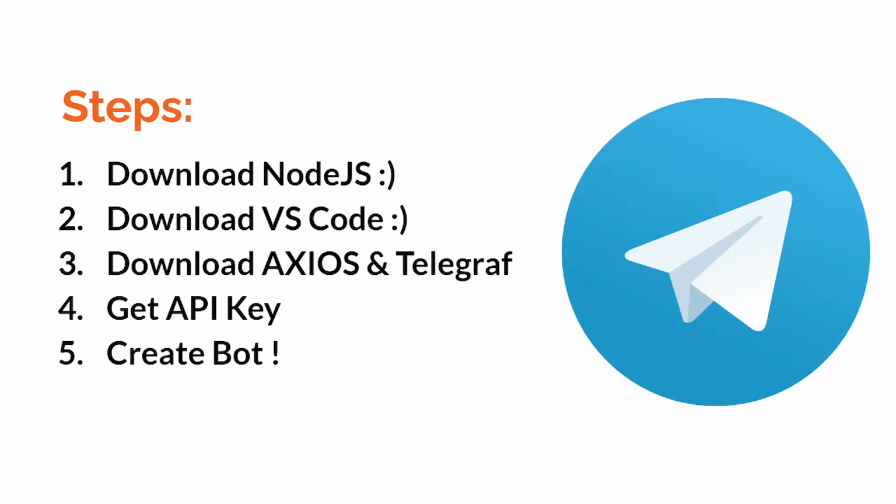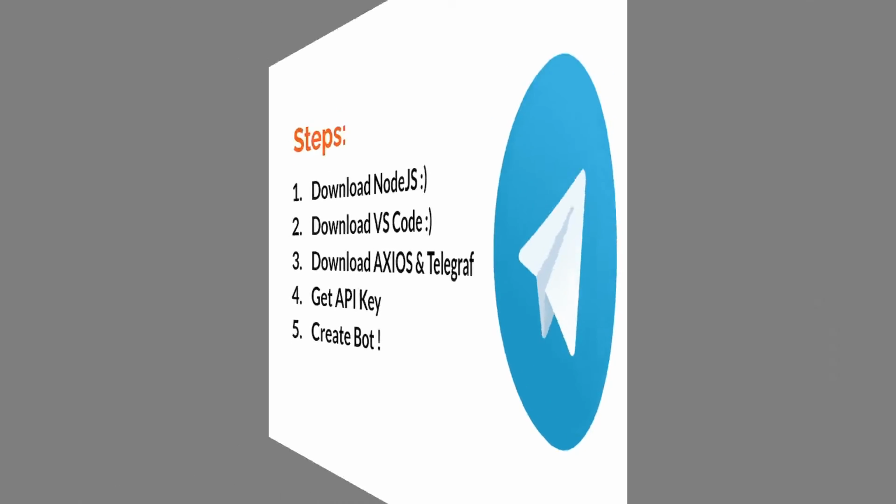Download NodeJS, download VS Code, but you can use any text editor that you want. Download Axios and Telegraf. These are packages that we are using for creating this bot. Get API key. We are using a web service for getting the data and information about the weather. And finally, create the bot.